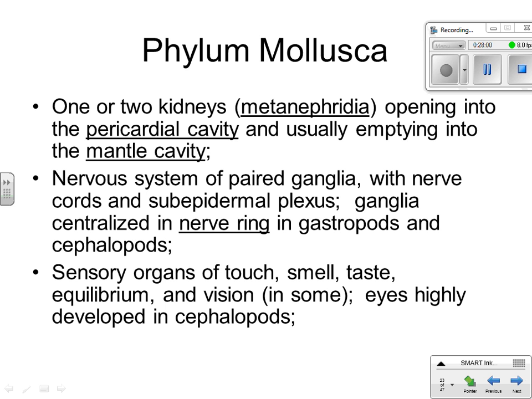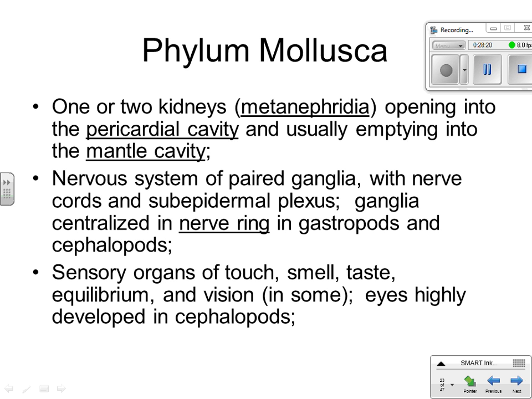They usually have one or two kidneys. What's the job of kidneys? To filter what? The blood, filter out waste, toxins from the blood. Same job that they have in us. The kidneys usually open up into the pericardial cavity.